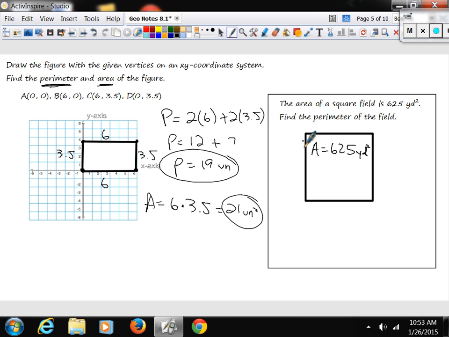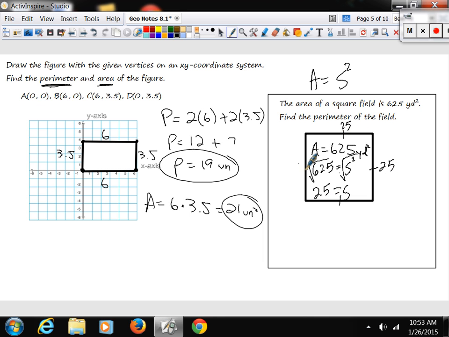So how do I start? Back with my formula. Area equals side squared for a square. What piece did they give us? The A, right? So yeah, it's going to be 625 equals S squared. And you're going to square root both sides. So S is how much? 25. So each side is 25.